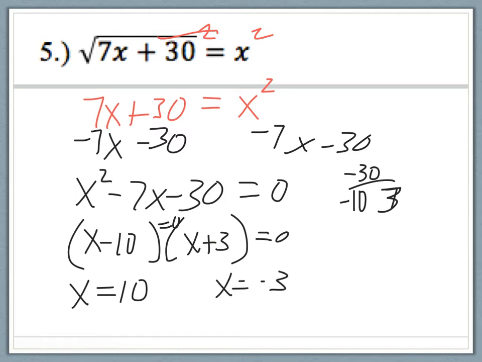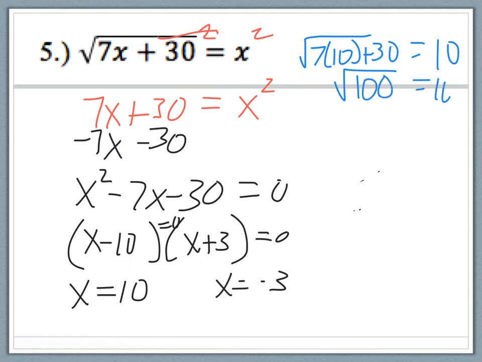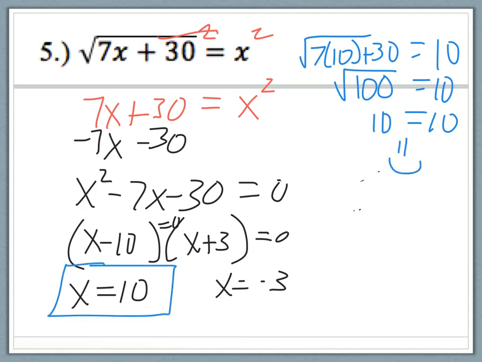Okay. Now let's take a look. When I plug these back in, I'm going to give myself some space over here, and do this in a different color. So we have the square root of 7 times 10 plus 30, and we're hoping that that equals 10. Well, 7 times 10 is 70, plus 30 is 100, so the square root of 100, does that equal 10? Well, it does. 10 does equal 10, so that does work out. So I'm going to box that one in since it works. Now let's try the next one.